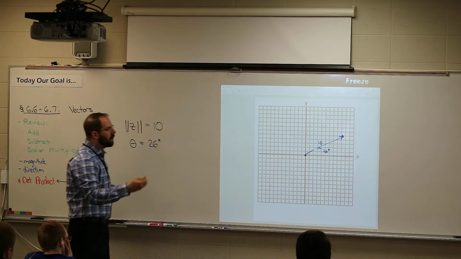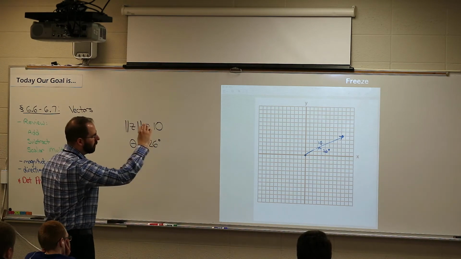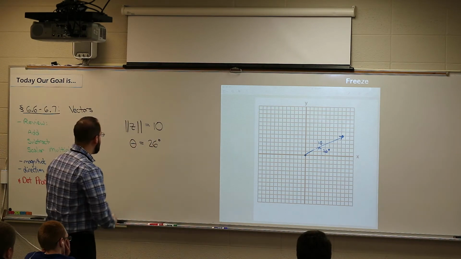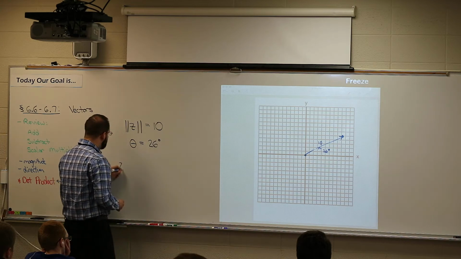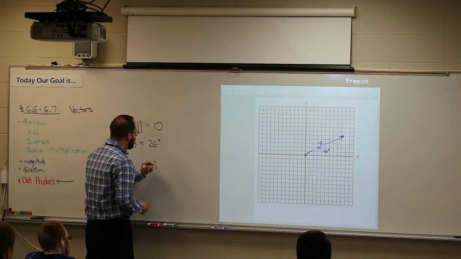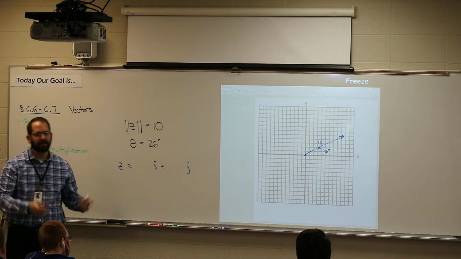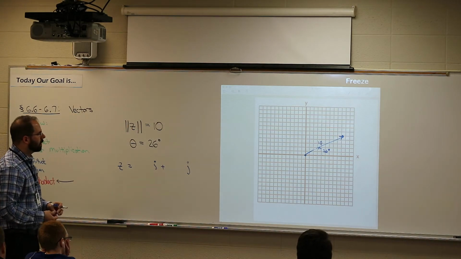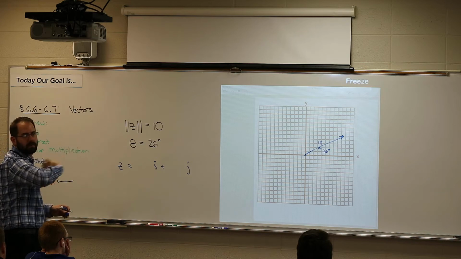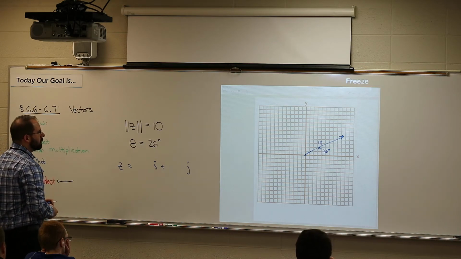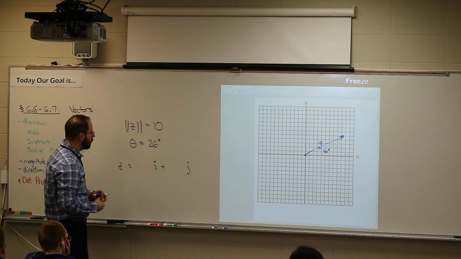Where did that end up? Where did that final terminal dot land? And that's what I'm finding. I'm finding vector z, the i and the j component. So I'm expecting it's going to land in the first quadrant somewhere, because it went 26 degrees up, 10 units that way. So I'm hoping it's somewhere in that range.